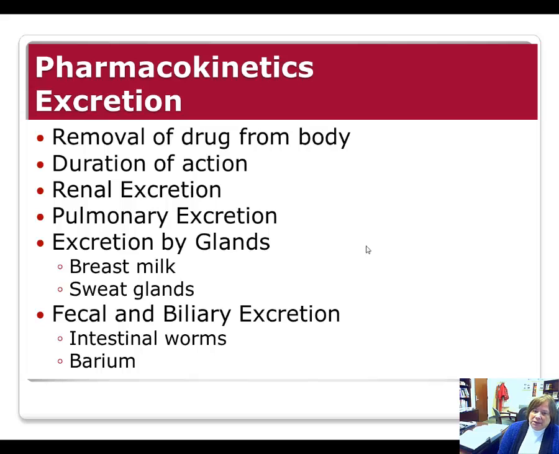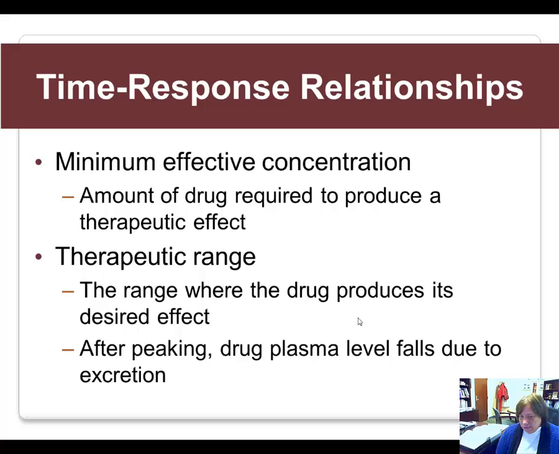It can also be excreted by glands. Some medications pass through breast milk, so you have to be concerned if you're on an antepartum or postpartum unit. You have to worry about the drugs that the person is getting, because they can be excreted through breast milk and some sweat glands. There's also barium, which is excreted through the GI tract.